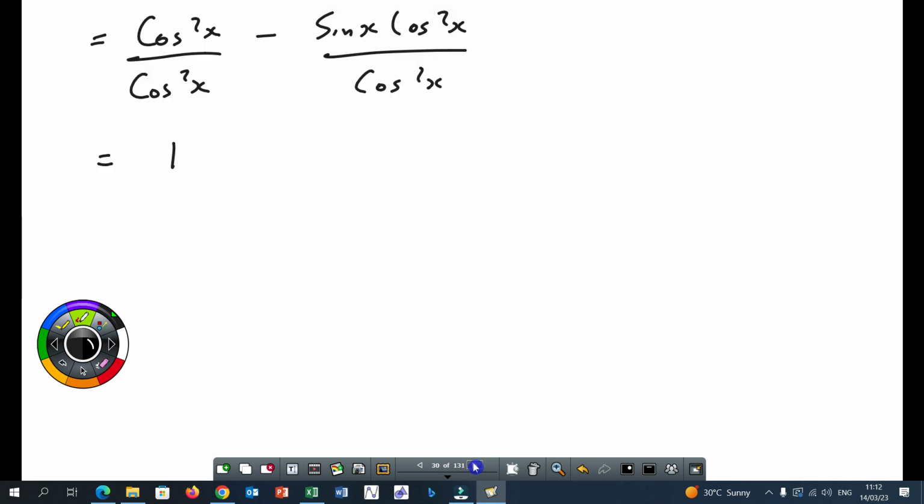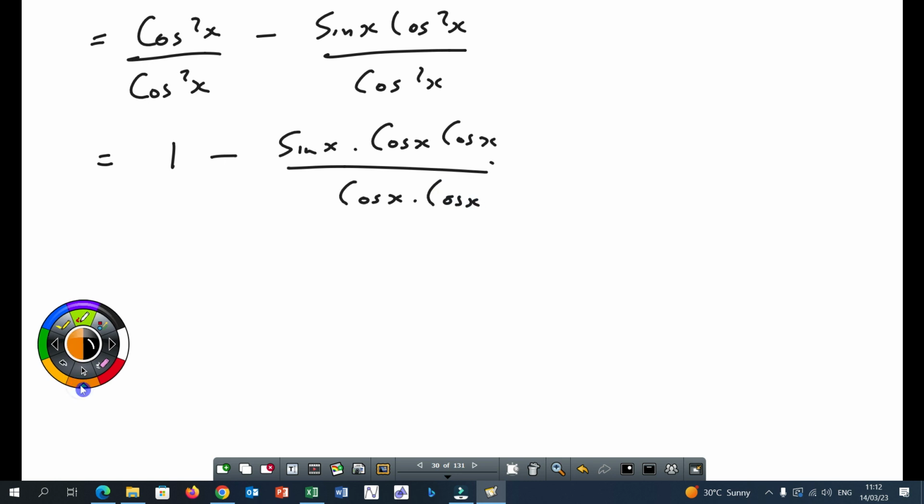My minus. Then, from there, I'll say sine x times cos x times cos x all over cos x times cos x. Fortunately, these two will give me my tan. Okay? And then these two will cancel each other out. So the final answer will be 1 minus tan x times cos x. But you have to know your fractions very, very well.